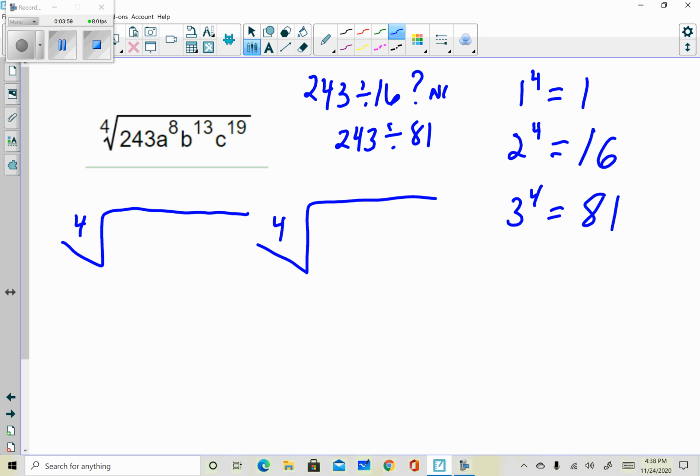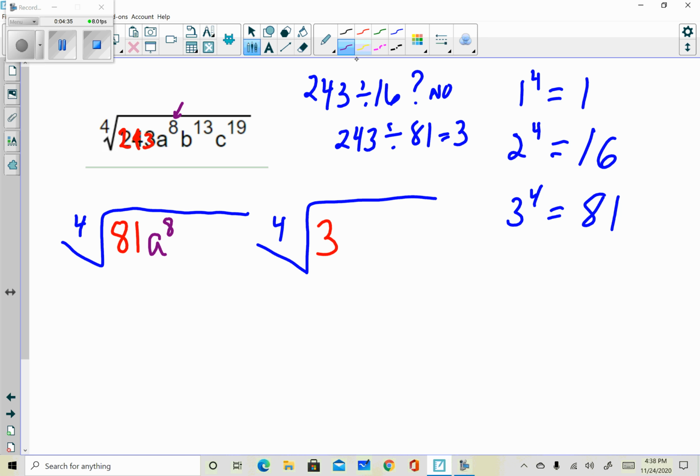This up here was a no. 243 divided by 81 is exactly 3. So we're going to split this 243 into 81 times 3. For the a to the 8th, since this exponent 8 is divisible by 4, I write a to the 8th here, and no a over here with the 3.